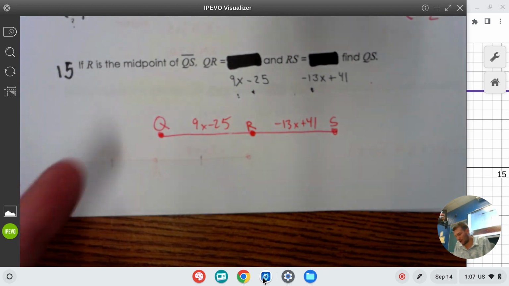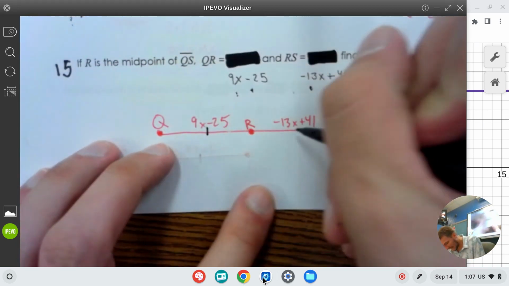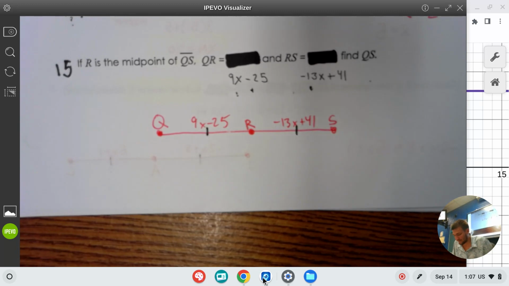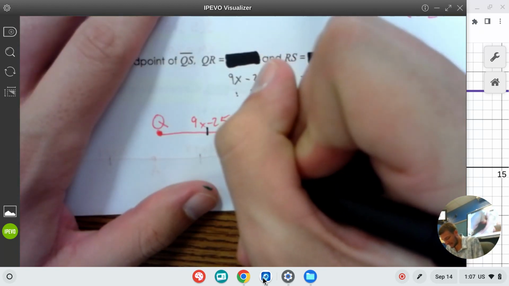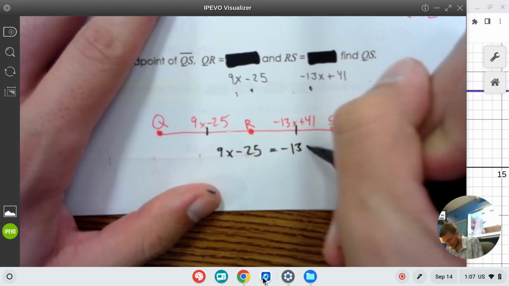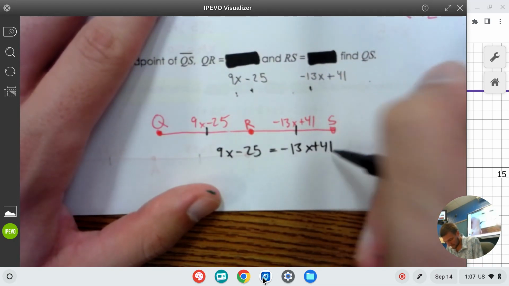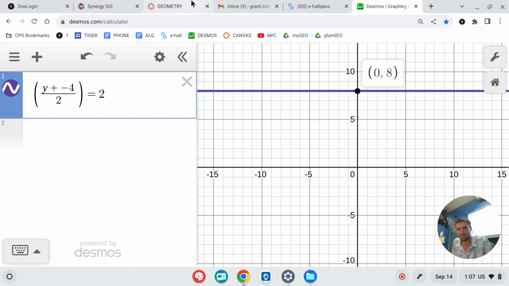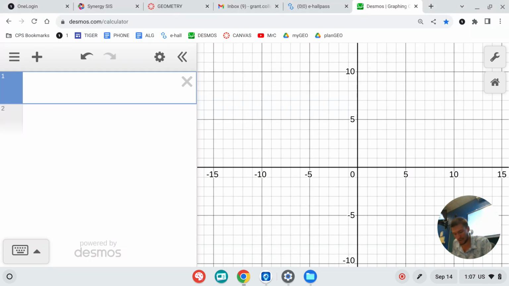I know that R is the midpoint. I can put these slashes to remind me that they're equal. And if your two segments are equal, what can you do? You can just put an equal sign in the middle. All right, so we've got our left and our right with the equal sign in the middle. We're going to Desmos. Desmos is doing a lot of hard work for us.